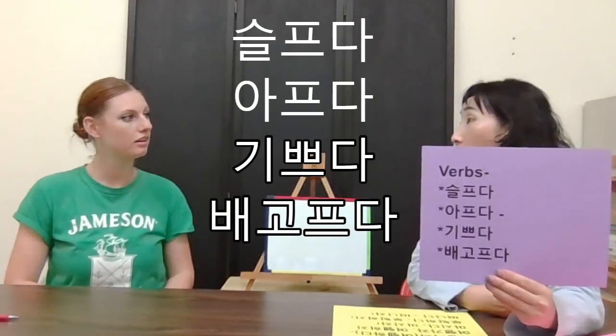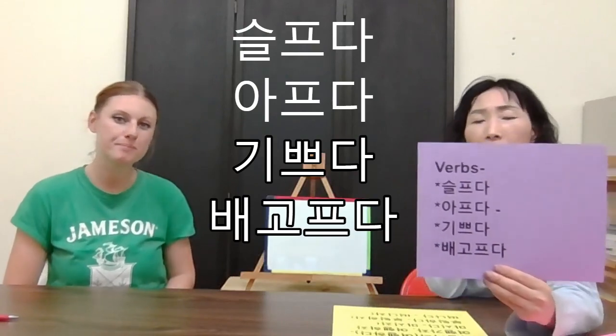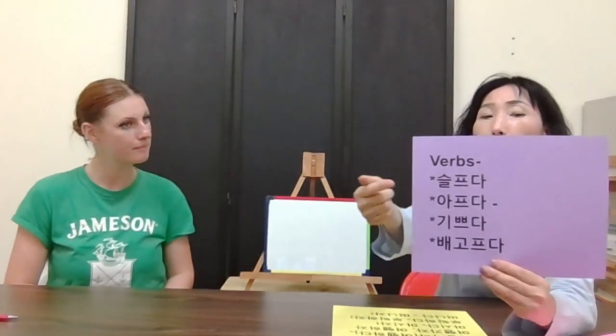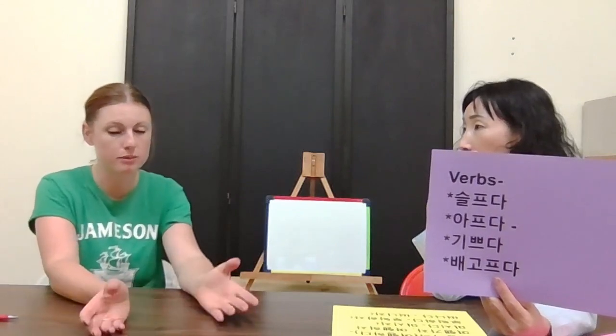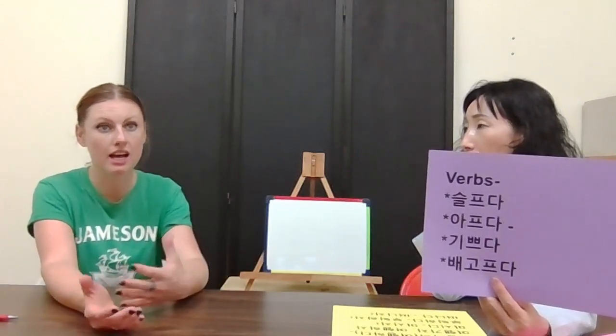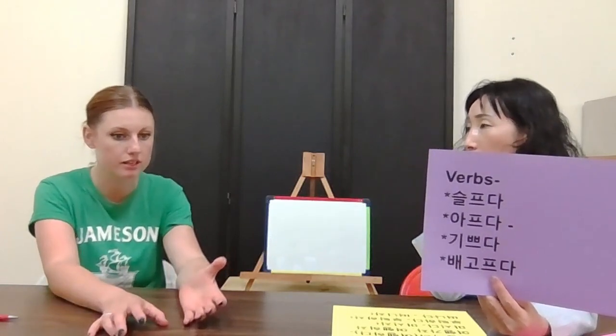If we say 배 아프다, it means you have a stomachache. So I was wondering, are they adjectives or verbs? In English, 슬프다 is sad, 아프다 is painful, 기쁘다 is joyful, glad, 배고프다 is I'm hungry. In English, they are all adjectives. Guess what? In Korean, they are verbs. Because in English, you have to have a verb with an adjective. So it's I am sad. Am is the verb.